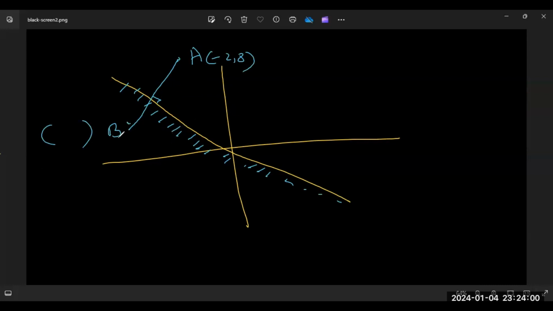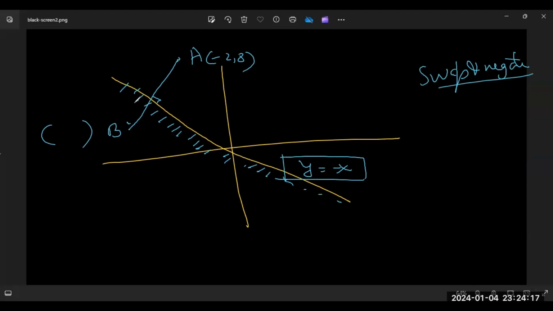(2, -8)? No. For the mirror line being y equals minus x, you have to swap and negate. Okay. So swap and negate. What does it become? It first becomes the opposite, so (2, 8), and then again negative: (-2, -8). No. Swap means interchange the x and y. So (8, -2), and then negate: (-8, 2). That's it. (-8, 2).